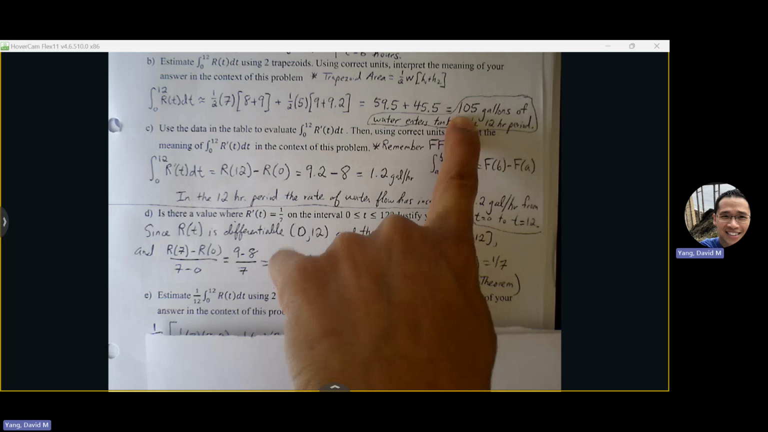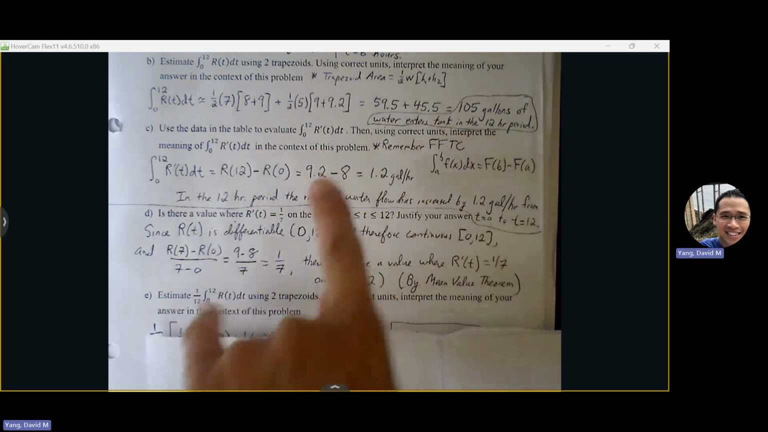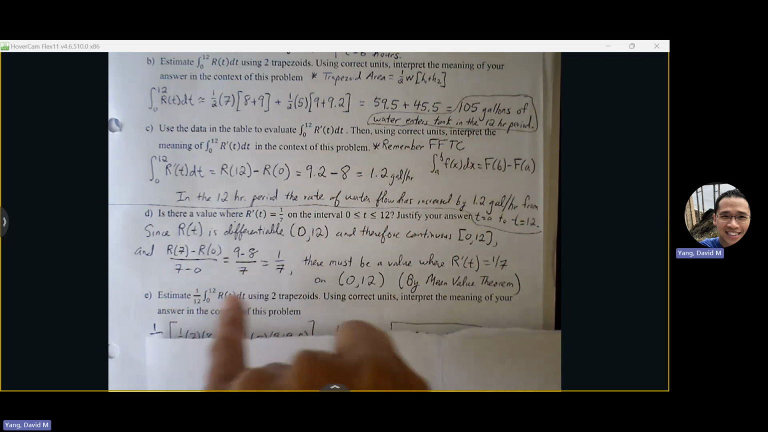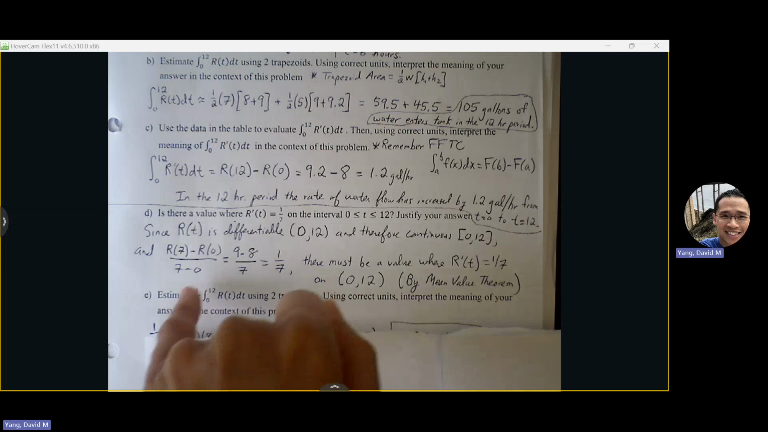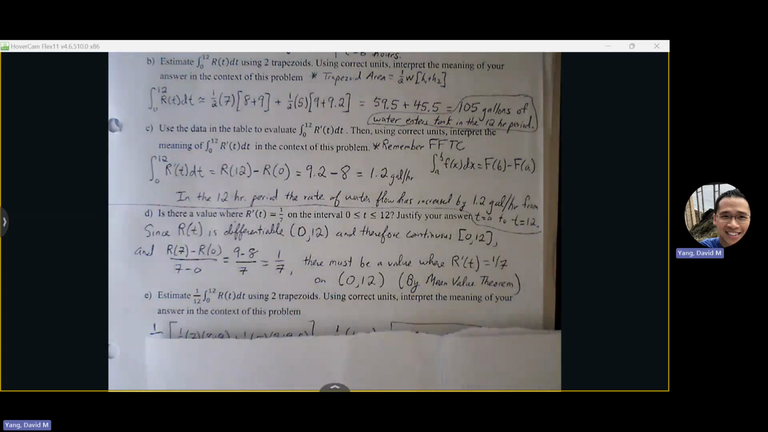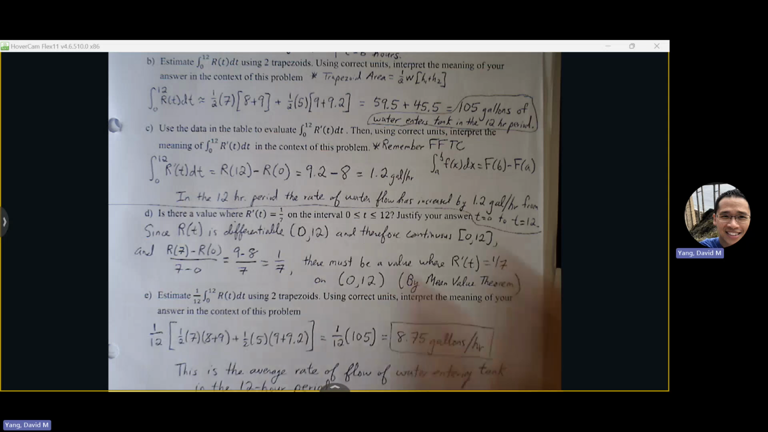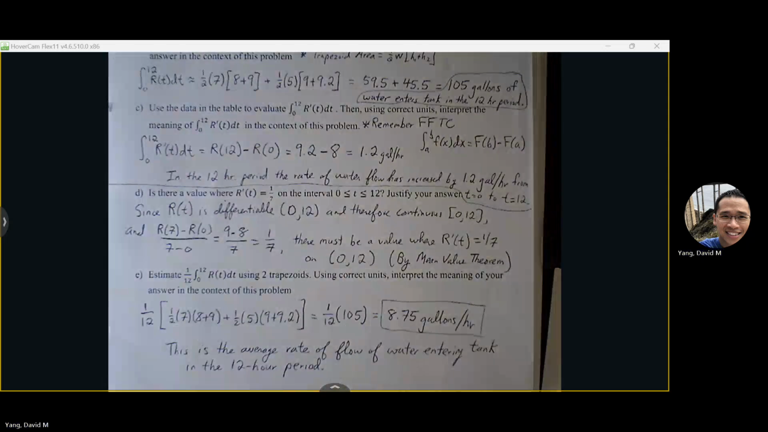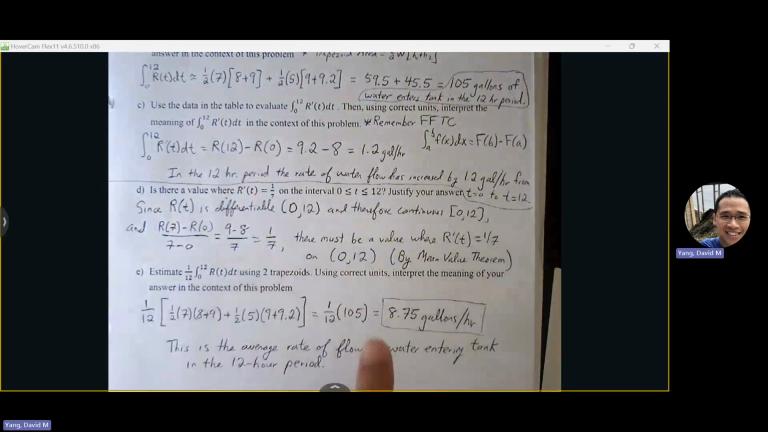105 gallons over a 12-hour period, and then because we're back to gallons per hour, we have to recognize that, oh, if there's a fractional coefficient in front of my integral, a lot of times it's trying to get us to identify with average value theorem. So here, the number we get is going to be the average rate of flow of water entering the tank in the 12-hour period, which is 8.75 gallons per hour.